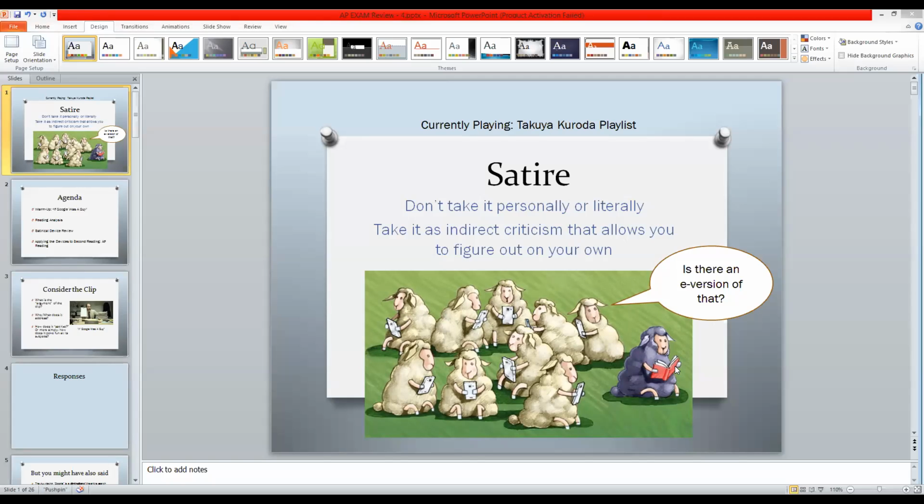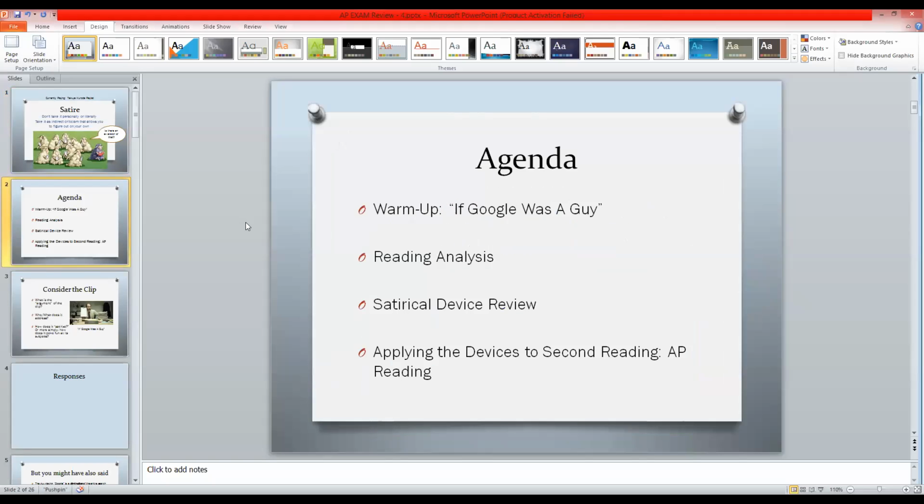So in this case, we'll go over a couple of devices that are most common for satire, and then we'll use it to apply for an actual AP prompt, but also for a couple of readings I've chosen for today here. So for the agenda, we're just going to consider the warm-up, a little bit of reading analysis, and a satirical device review. I'll just go through a list of them.